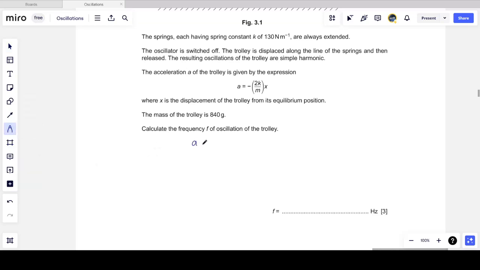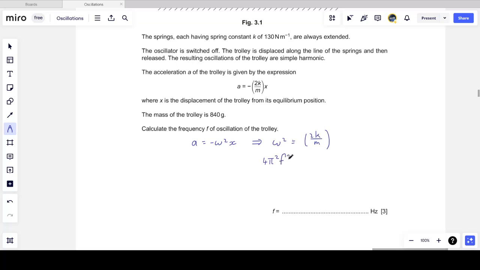What we know is that the defining equation is a equals minus omega squared x. It's quite difficult to find the frequency from this alone, but we are given other things that will help us. If I look at the two forms for the acceleration, the one given and the one I've written down, the thing missing is omega squared. So omega squared is the thing in the brackets. It's 2k over m. Now I can find the frequency, because I know omega is 2 pi f.